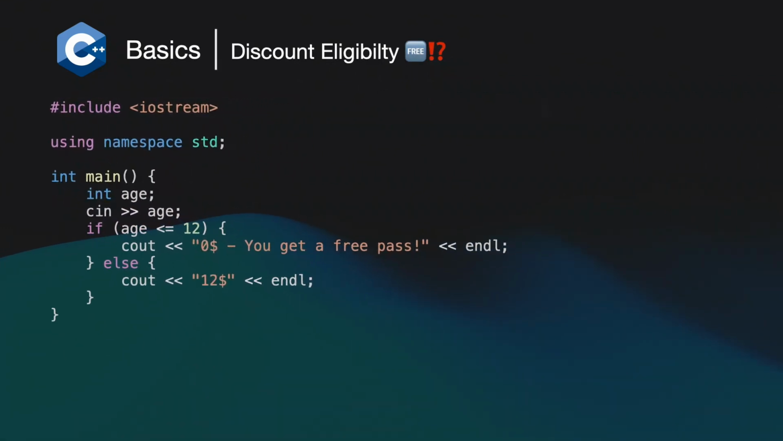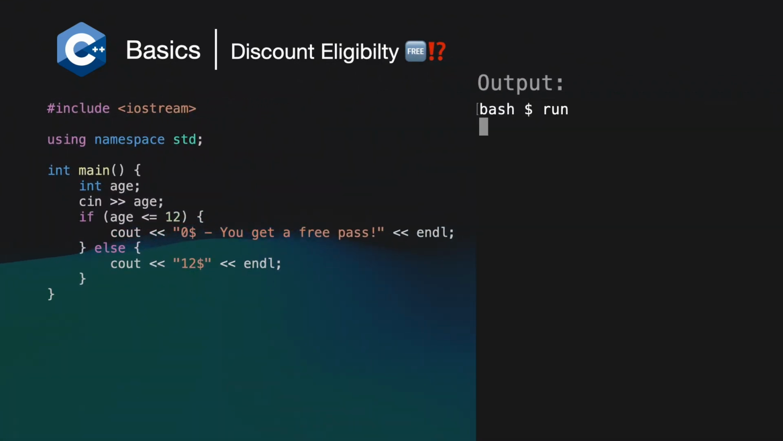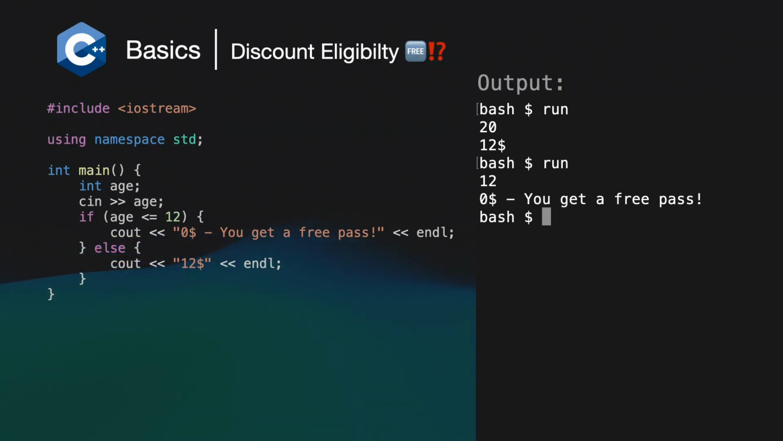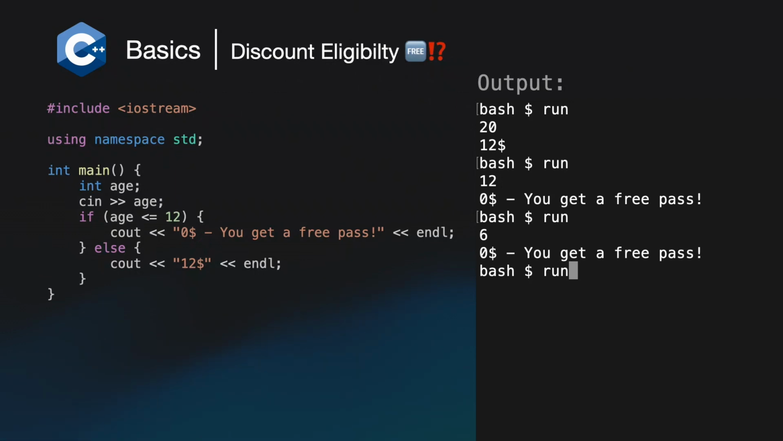If the user is 12 or younger, give them the free pass. Otherwise, print the full price. Well, this code looks good. And as you can see, it generates correct results in our tests.